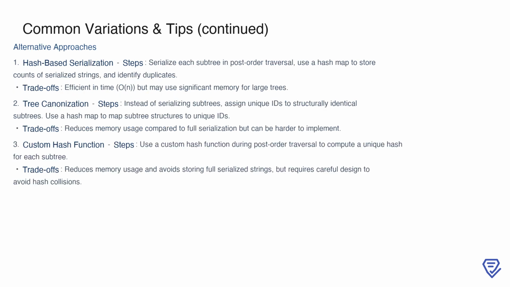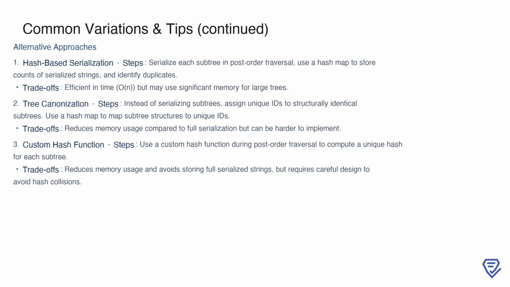There are several alternative approaches to solving this problem, each with its own advantages and trade-offs. The first is hash-based serialization, where you serialize each subtree during a post-order traversal, store the serialized strings in a hash map, and count their occurrences to identify duplicates. While this method is efficient in time, with O(n) complexity, it may consume significant memory for larger trees due to the storage of full serialized strings.